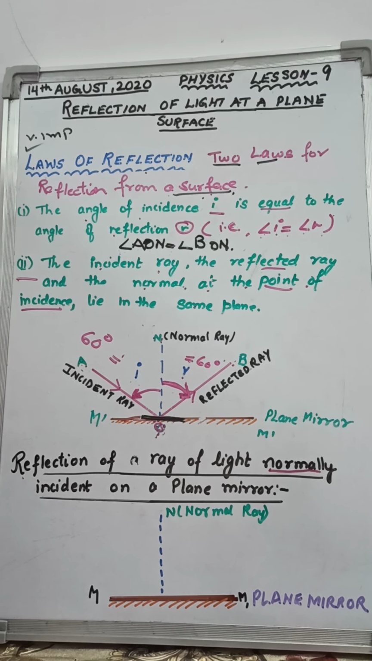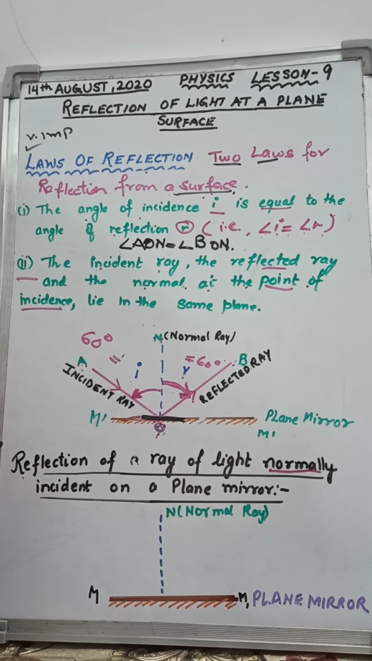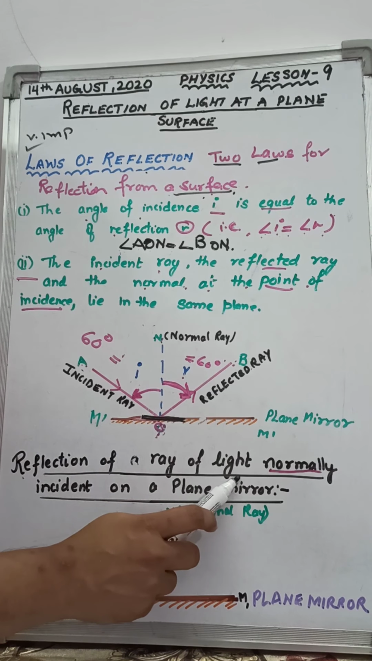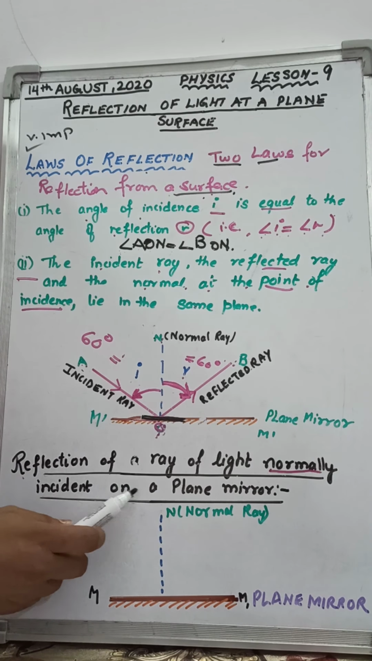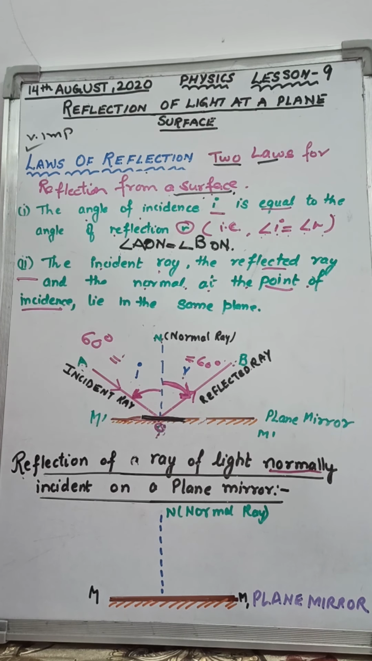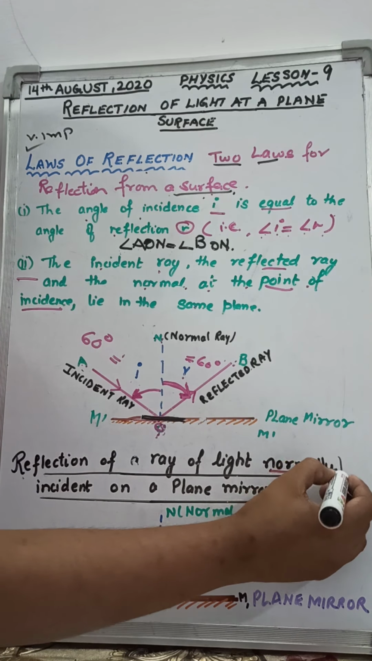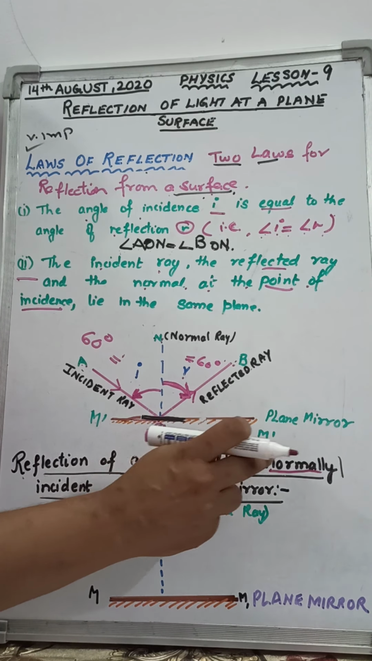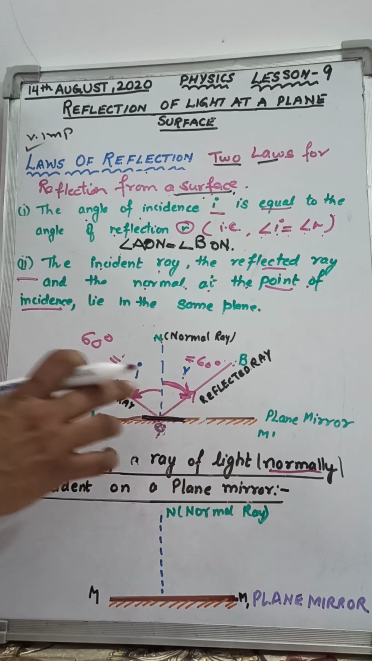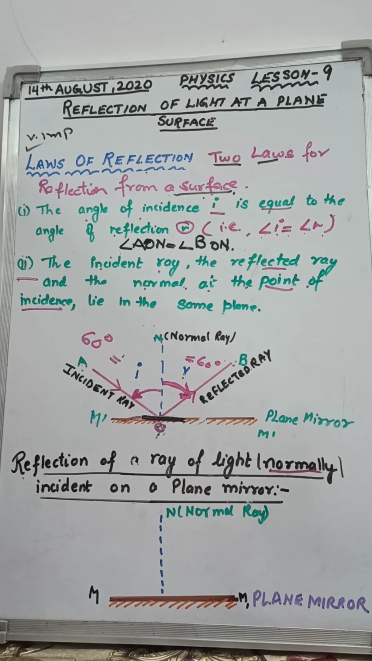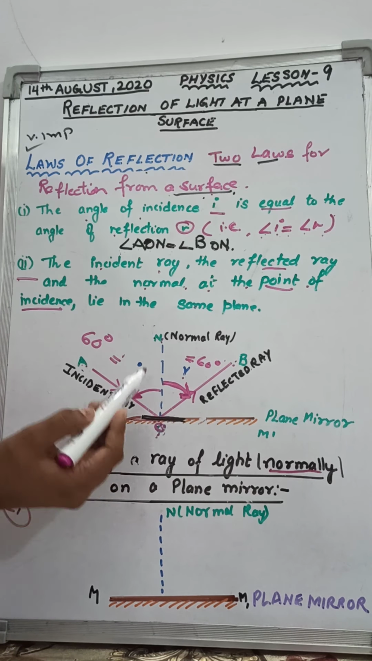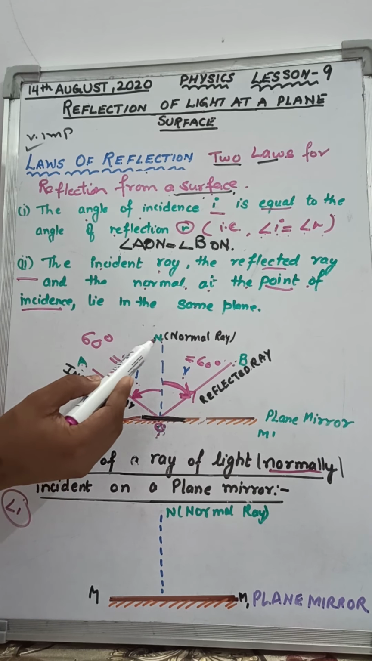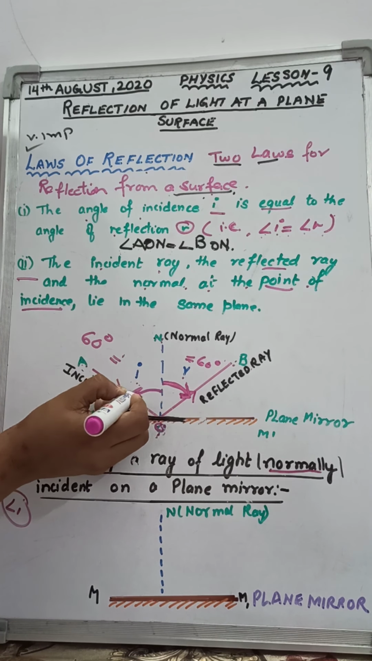Now let's take one question. Reflection of a ray of light normally incident on a plane mirror or plane surface. Here the word normally is written. That means this ray of light is falling normally on the plane mirror. Normally means perpendicularly. Perpendicularly means at an angle of 90 degrees. So what is angle of incidence? Just now I have told you, angle of incidence means angle between the incident ray and the normal ray. So this is your angle of incidence.